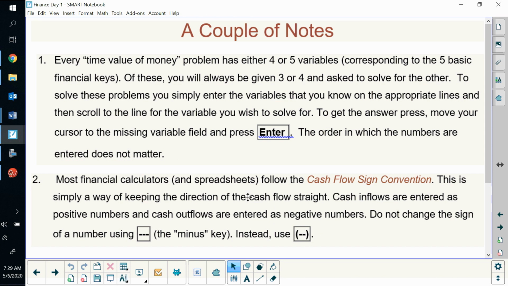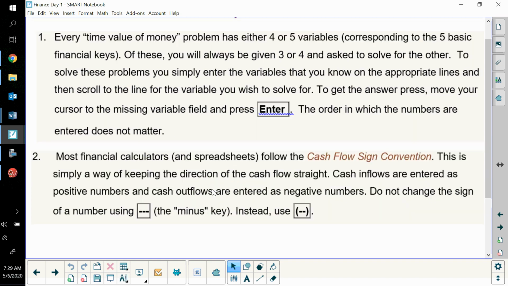So in our finance app, there's 4 or 5 variables that we'll have to work with, and you always fill in all but one of them. And then you put your cursor in the field that you want to find, and you'll hit enter.